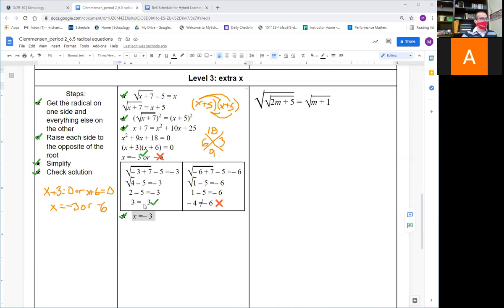That's a good reason to always check, especially with these extra x ones. This second problem, one of these two will almost always be wrong. There's some special cases where you can make both be right, but whenever you have two of these, most likely one of these will be an extraneous solution. One of these won't work out. Are there any questions on the first problem of level 3 before we move into the second problem?